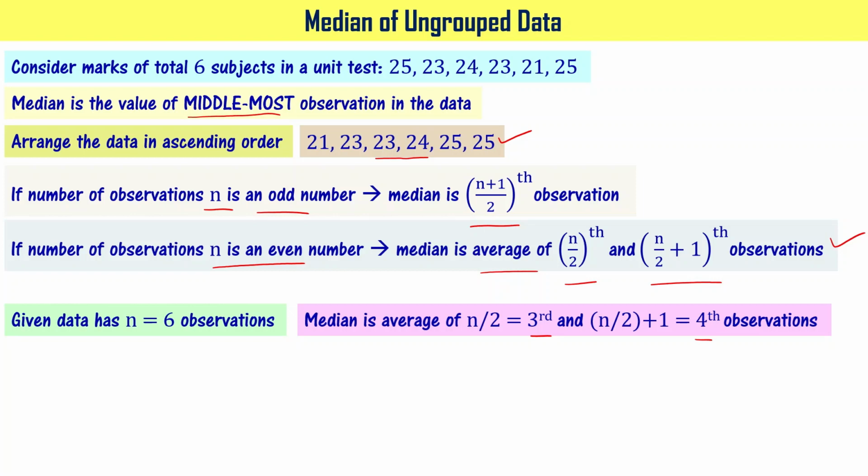It means the median is the average of the third and fourth observations. The third observation is 23 and fourth observation is 24. Their average is the median, that is 23.5. I hope you got the concept.